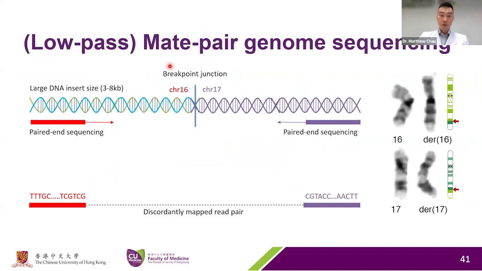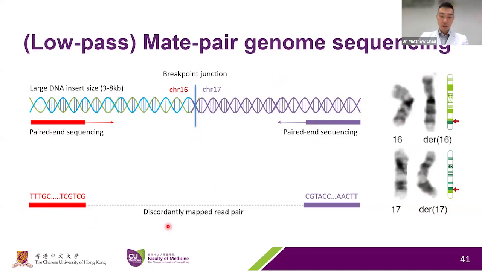We can also use a modified library preparation method called MAPAIR genome sequencing, which would enable the detection of structural rearrangements, such as translocations and insertions. This utilizes large DNA inserts of about 3 to 8 kilobases. By sequencing the two ends of a very long piece of DNA, we basically increase the chance of capturing a breakpoint that lies between the two reads.